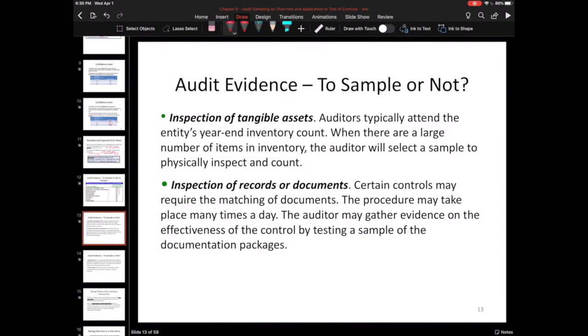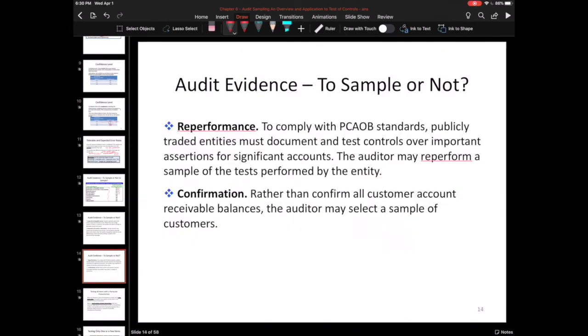All right, and this is pretty straightforward. It's just giving some specific examples like inventory counts and things like that. So I'll let you guys read through these on your own.